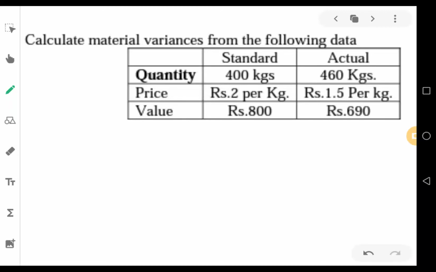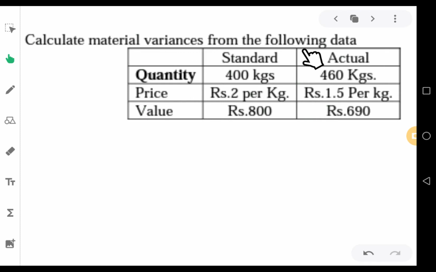Welcome students. In this video I am going to work out a problem on material variances from the standard costing chapter. Basically we will be working out material cost variance, material price variance and material usage variance. And this particular problem has been taken from your previous examinations, which was given for 6 marks. Let's go through the question.